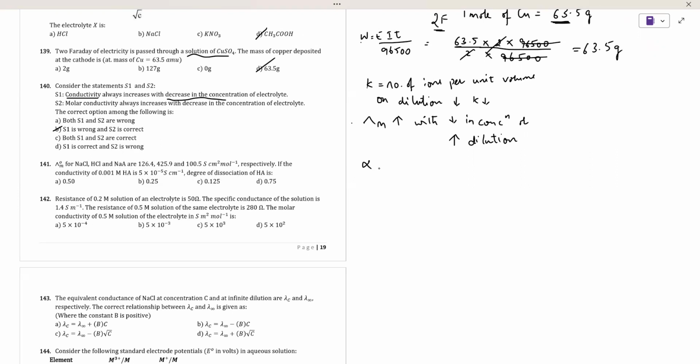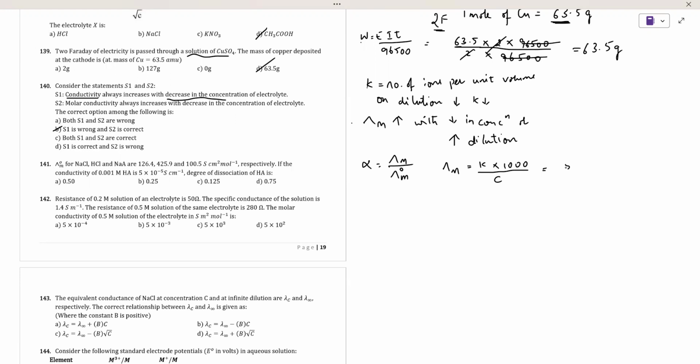So basically degree of dissociation is alpha, and we have the formula of alpha to be lambda m divided by lambda m naught. Now substituting these two values, we will be able to determine what is alpha. But if you look at the question, there is no lambda m directly given and no limiting molar conductance directly given, which means lambda m needs to be determined using the value of K. So lambda m is equal to, we know the relationship, K into 1000 by concentration. The K value is given in the question.